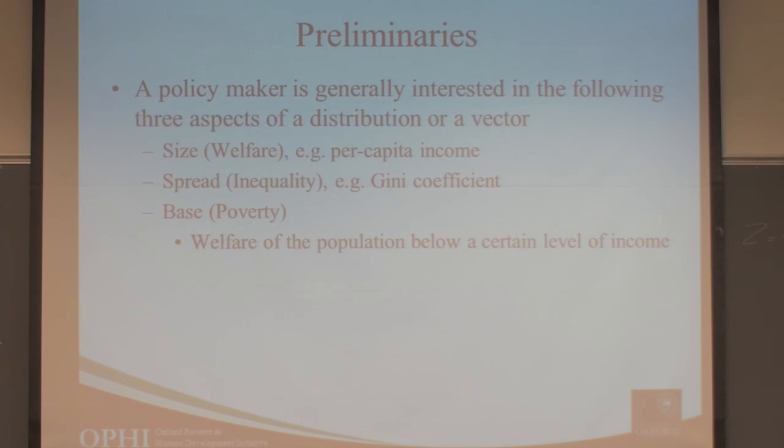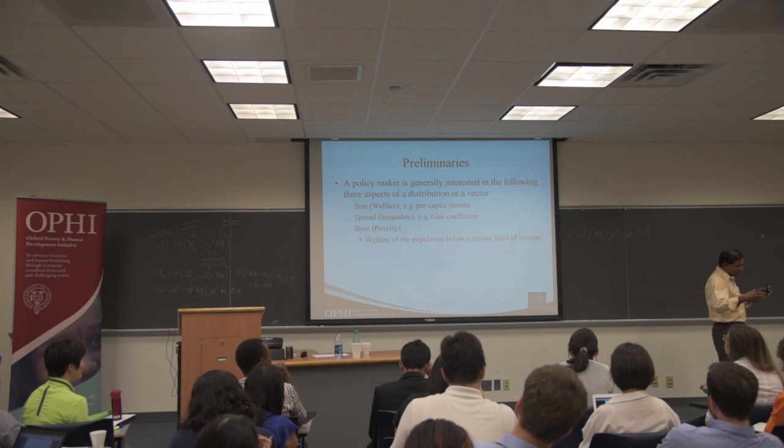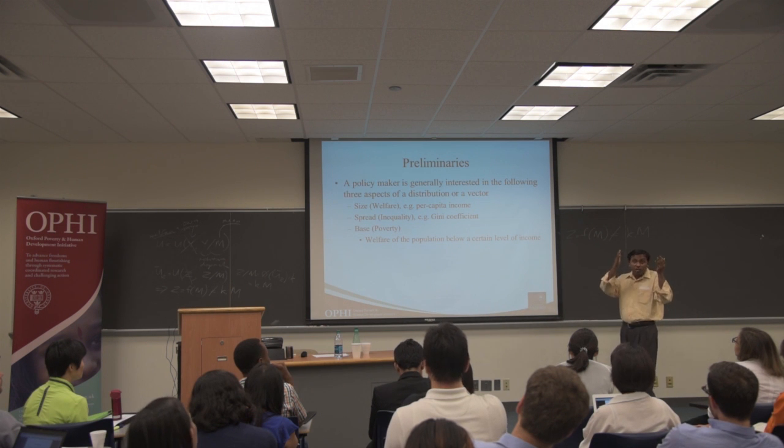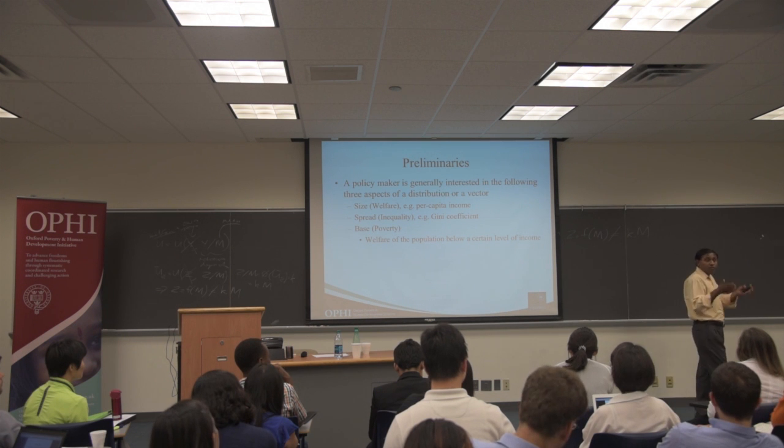Now, after we observe this distribution, a policymaker is generally interested in the following 3 aspects of the distribution: size, or the welfare, spread, or inequality, and then base, which is poverty. What is this poverty? It is the welfare of the population below a certain level of income. If you are trying to improve the entire distribution, it may not ensure that the situation of those who are at the bottom of the distribution has improved. So you try to focus on that particular group.